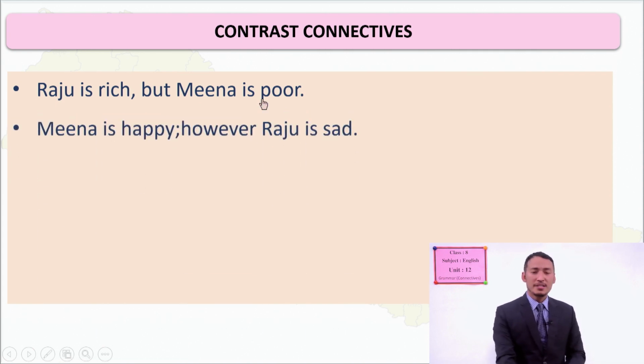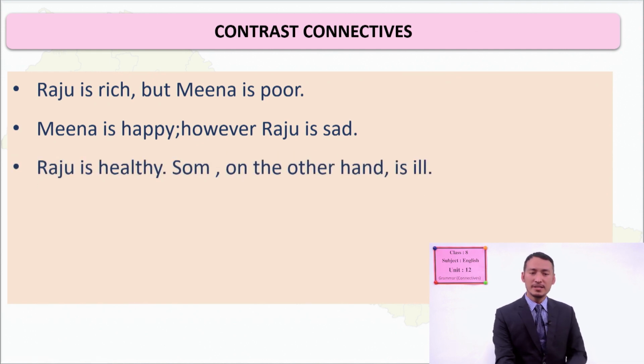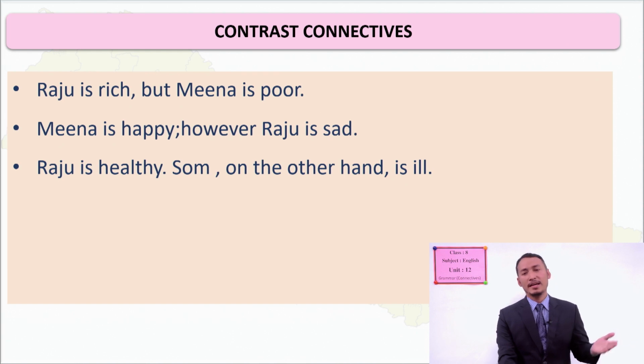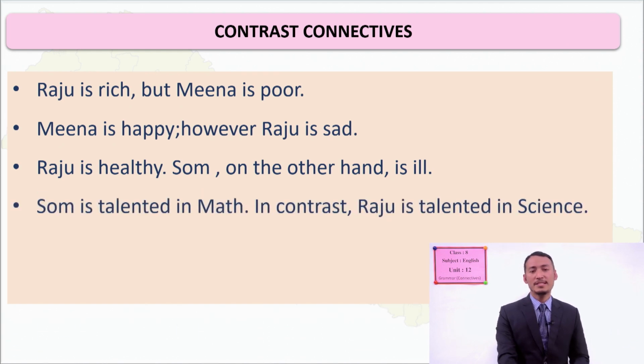And for a similar sentence, Meena is happy, however Raju is sad. You can also use but here. Meena is happy, however Raju is sad. Raju is healthy, Som on the other hand is ill. Som is talented in math.